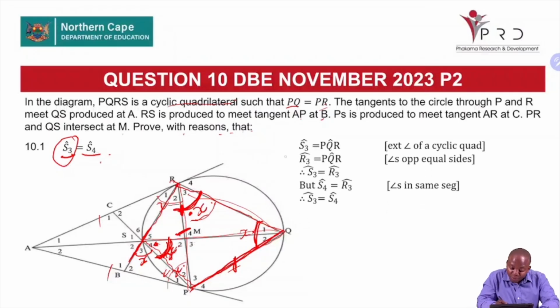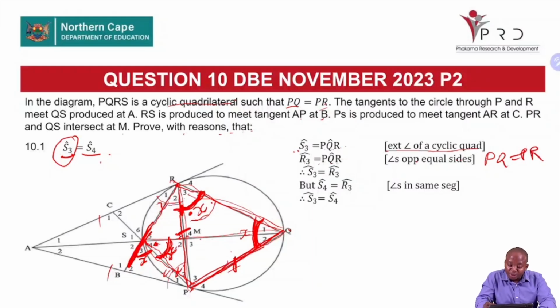Now what are we going to say? We're saying our S3 here was equal to PQR. This is the first thing I said. S3 is equal to PQR. Why? It's an exterior angle of a cyclic quad. So the cyclic quad, we had them. So these angles are equal from that cyclic quad. Second one, we know that R3 is equal to PQR. How is R3 equal to PQR? These two are equal because of this triangle there. So equal sides, opposite angles. We are told that PQ is equal to PR.